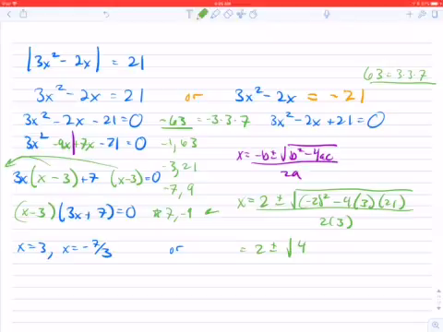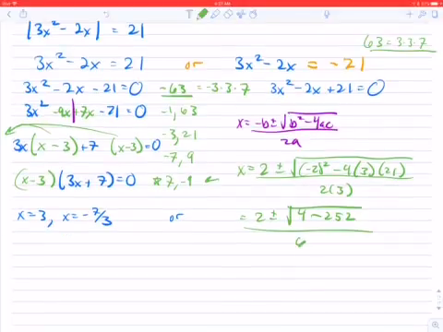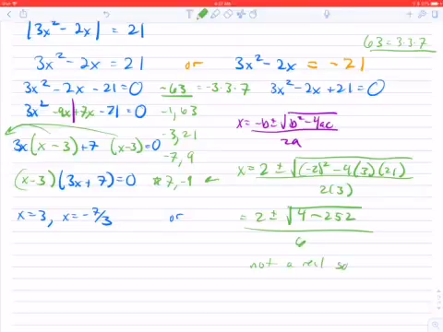63 times 4. 63, 126, 240. I think that's 252. That number might be a little off. I'm just doing it off the dome. But the whole point is, it's going to be a negative discriminant, which means imaginary results, because we can't take the square root of a negative. So I'm going to say no real solution. Not a real solution here.